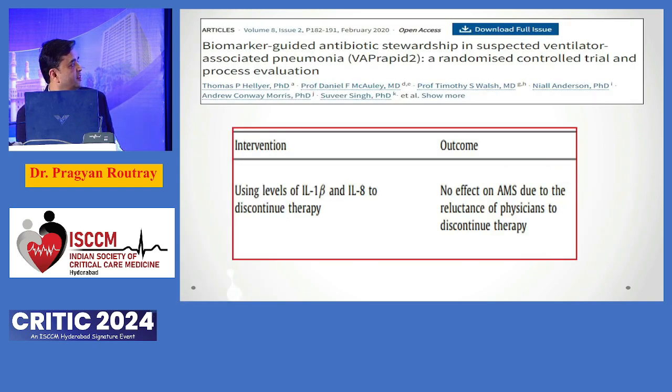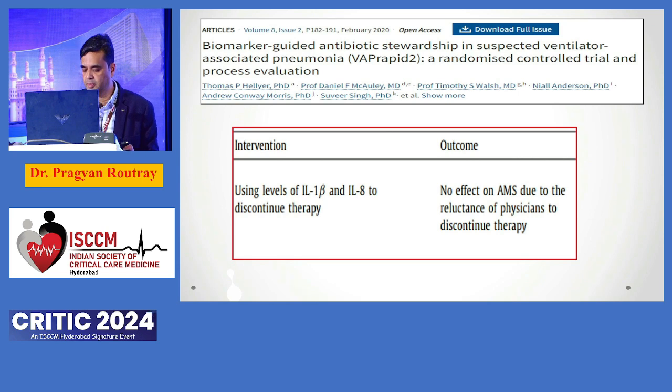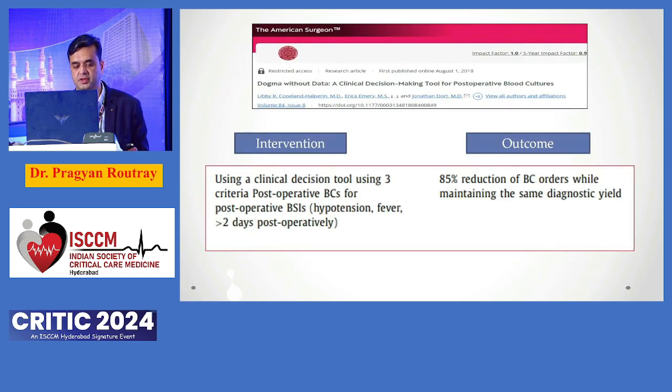This is another study where they tried to use the level of IL-1 beta and IL-8 to discontinue therapy, but it didn't work out well because most of the physicians were not very much aware or keen to react to this level. So that's why it didn't work. The outcome was nil.